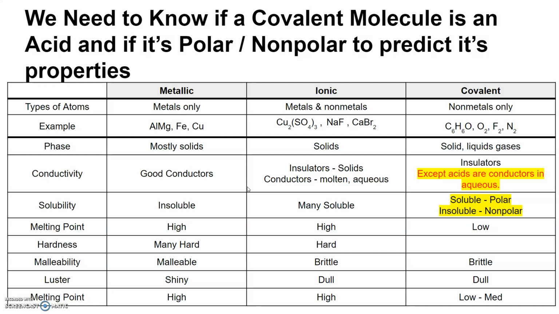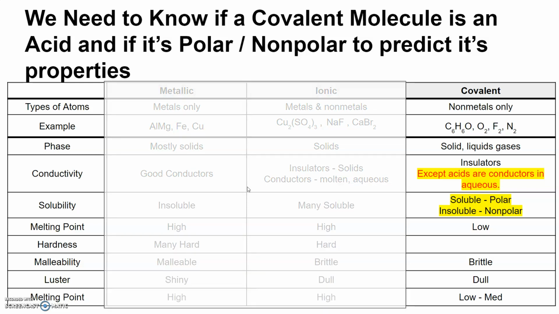In week 1 of Unit 4, we looked at properties of metals, ionic compounds, and covalent molecules. And one of the things that we noted, if we focus on the covalent molecules, is that we had to know whether something was an acid to determine if it's an insulator or a conductor, and the polarity to determine if it's soluble or insoluble in water.